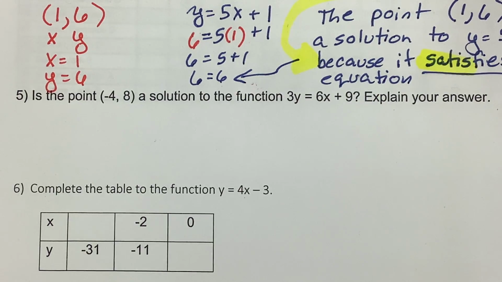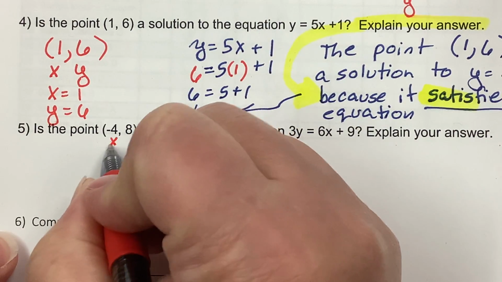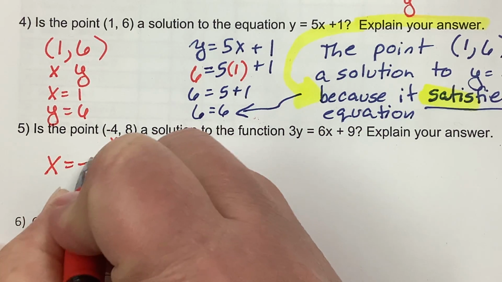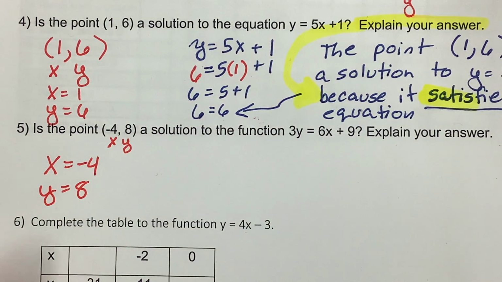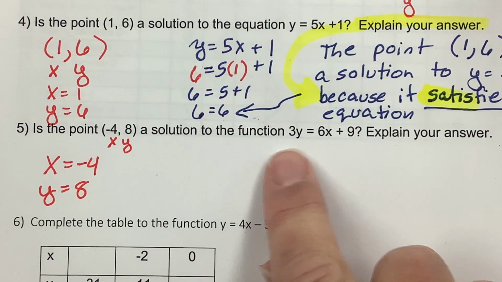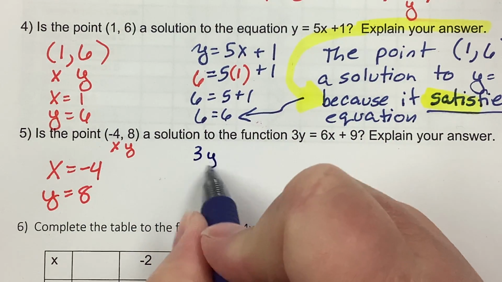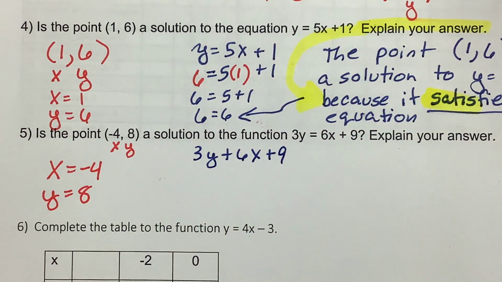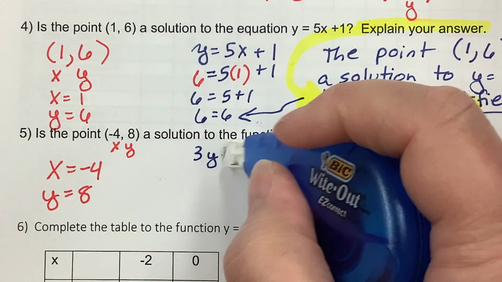Is the point -4, 8 a solution? Well, again, you know that the first one is x and the second one is y. So you're testing x equals -4 and y equals 8. That's the test point. So I'm going to rewrite this equation: 3y plus 6x plus 9. And I wrote it wrong because I was going too fast. Look at me. This is supposed to be an equal.